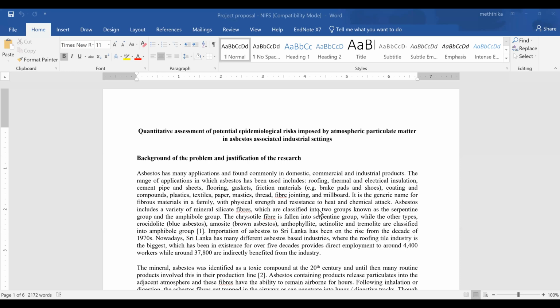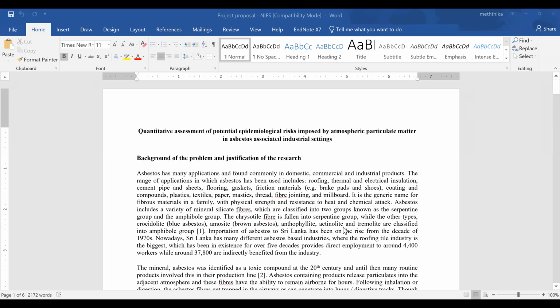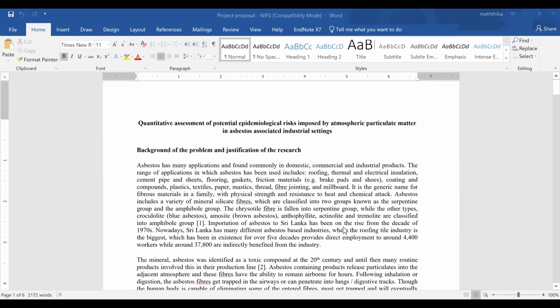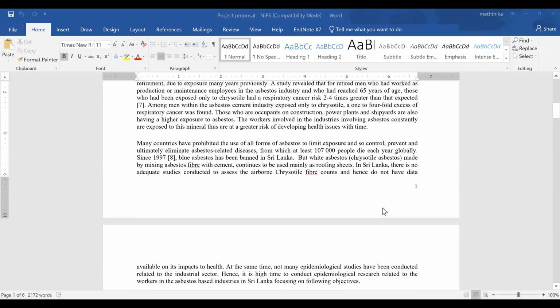So if I show you a proposal which has been written for a grant application, it looks like this. Without any structure, I have just written the proposal without pasting it into a given structure. This grant was actually granted by the Ministry of Science and Research and Technology. We have discussed the background of the problem and justification of the research.